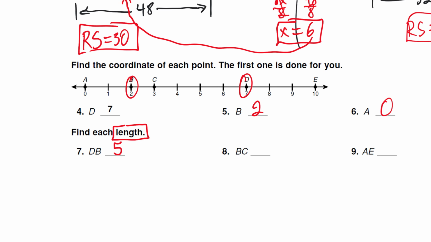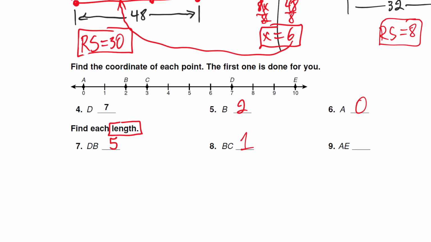Okay, how long is BC? Okay, good. B's at 2, C's at 1, so that's 1 unit. And then how long is AE? It's 10. A's at 0, E's at 10 units.